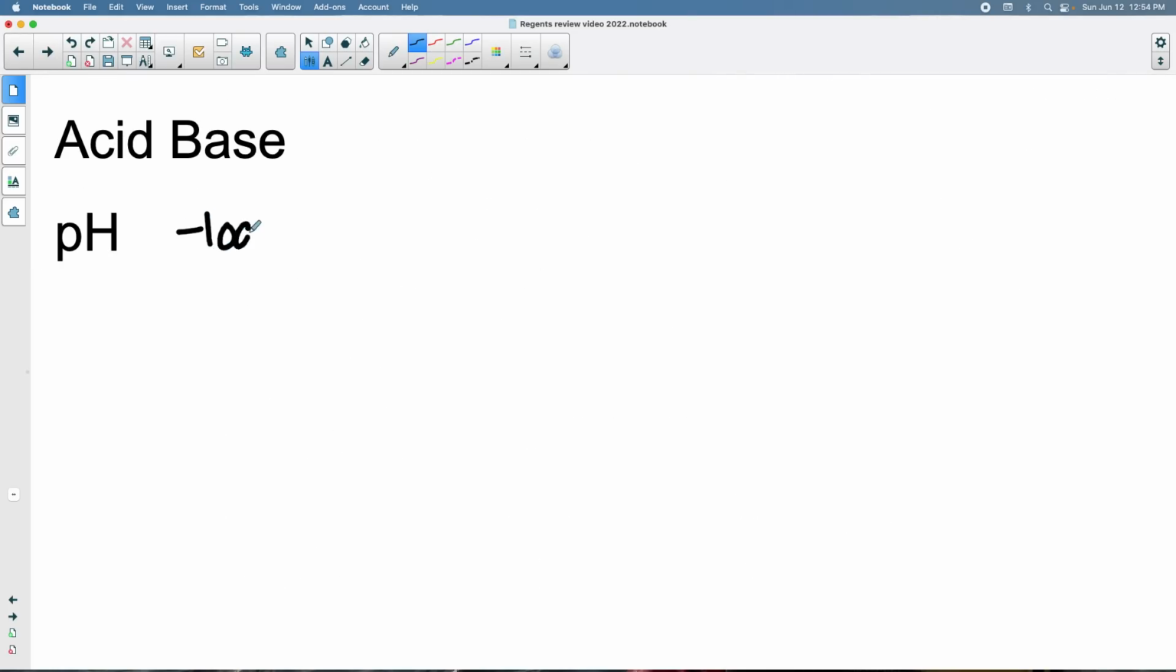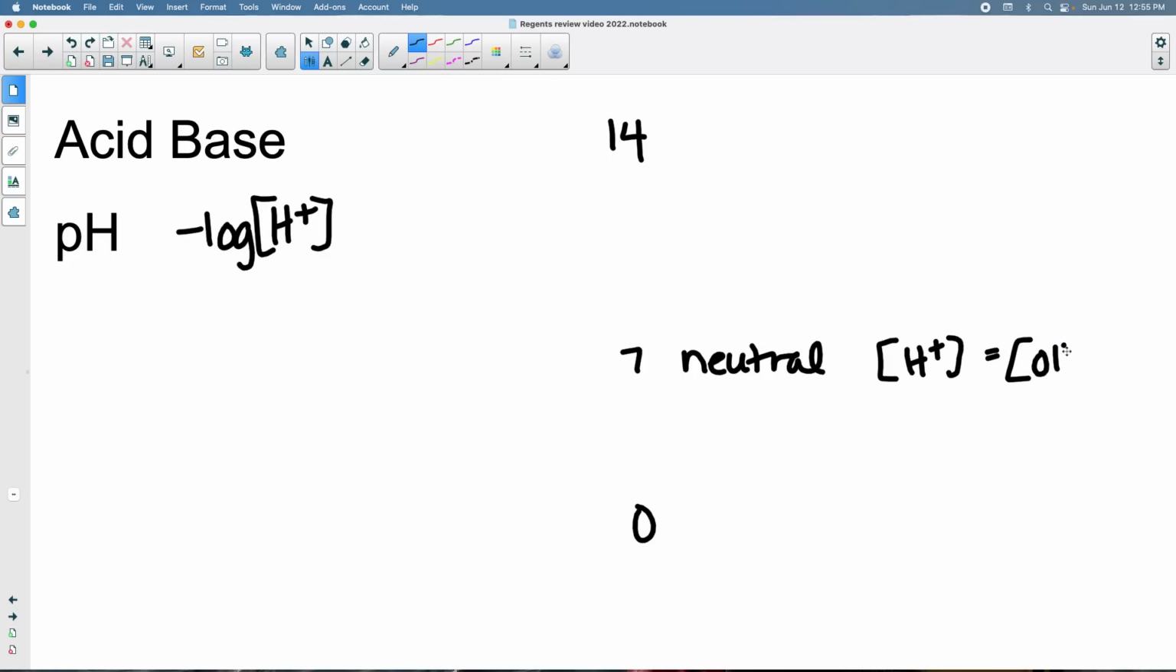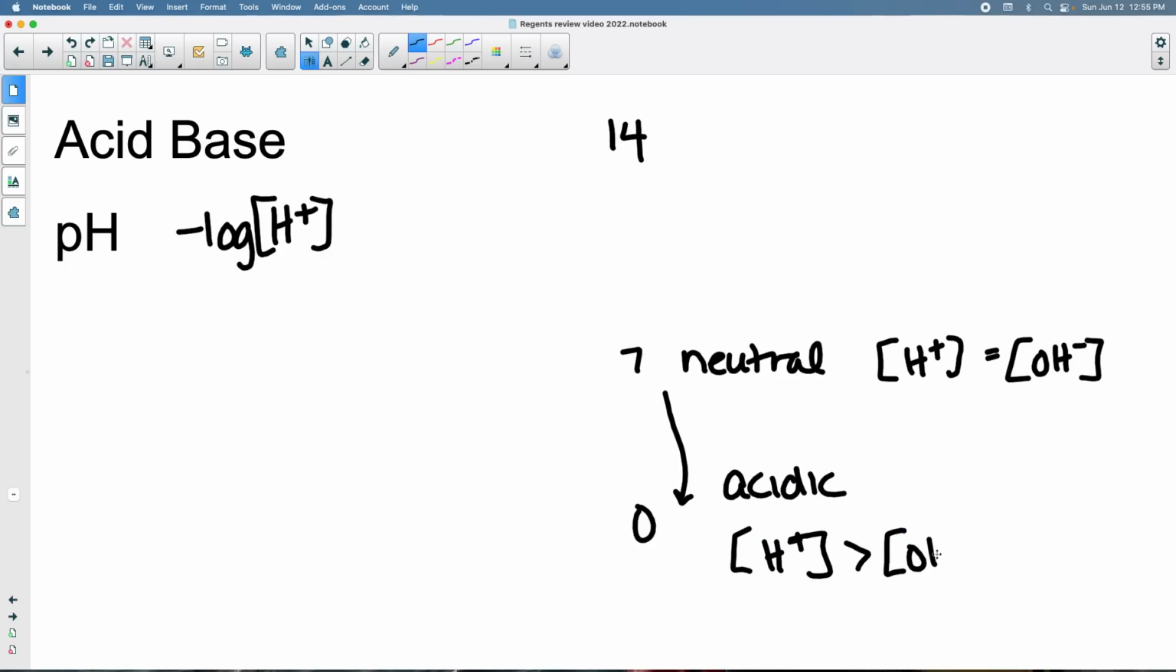pH is the negative log of the H plus concentration. Remember, we generally say that our pH scale goes from 0 to 14. 7 is neutral, where the H plus is equal to the OH minus concentration. Below 7 is acidic, where the H plus, which is the acid ion, is in greater concentration than the OH minus. They are always both present. And higher pH is the fact that the base ion is greater in concentration than the acid ion.